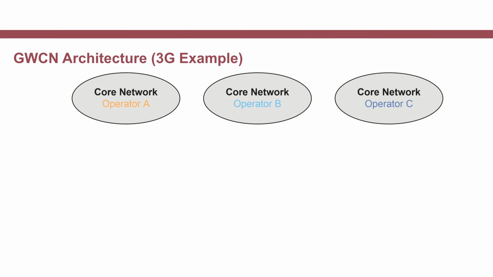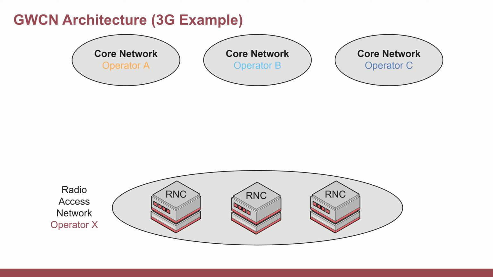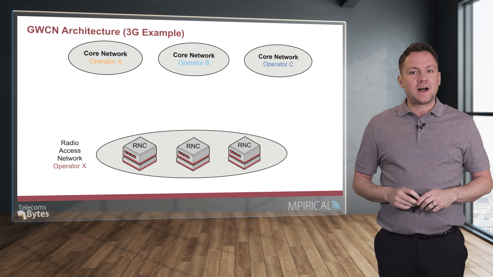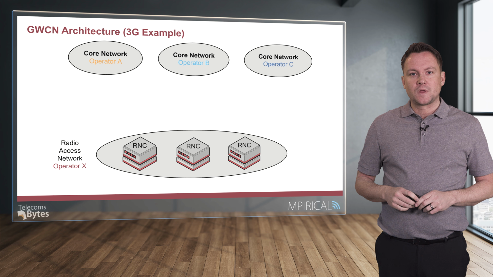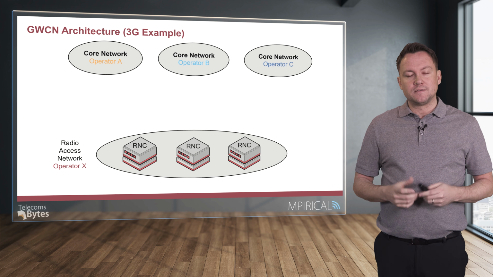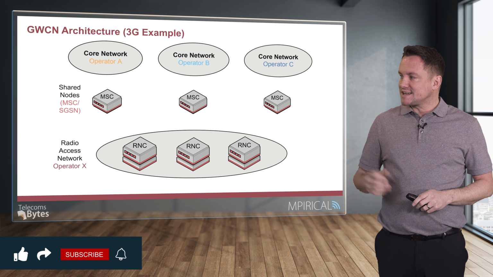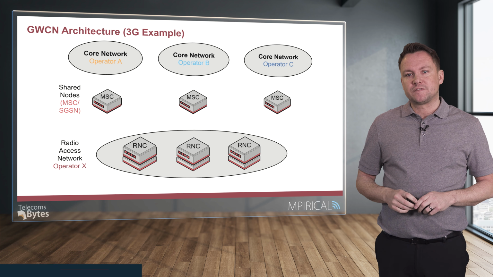Now, as I've previously mentioned, network sharing allows for the sharing of radio access network infrastructure. Now, this may be a sharing agreement between different mobile service providers, but it may also be provided by a third party or a neutral host. Now, regardless of the approach used, the actual implementation, the architecture is the same. So in this example, we're using 3G, but this would also apply to 4G and 5G.